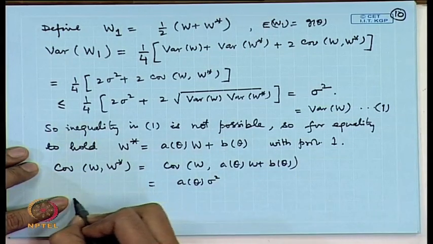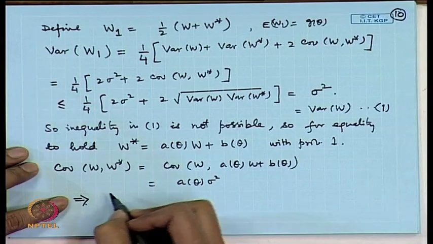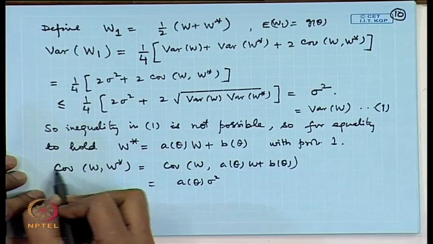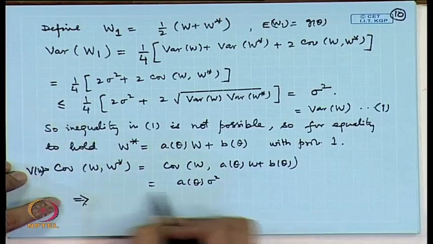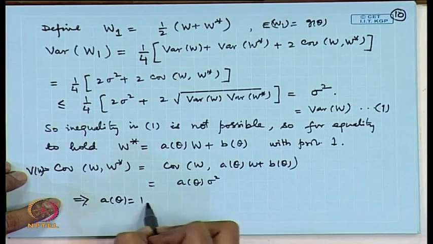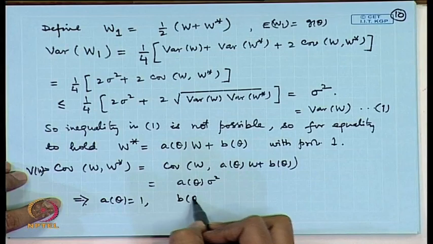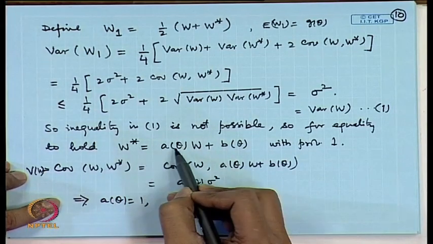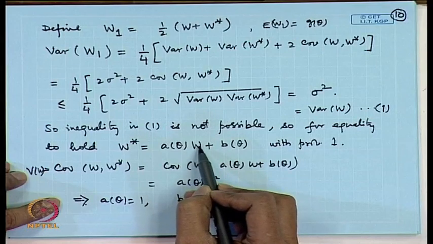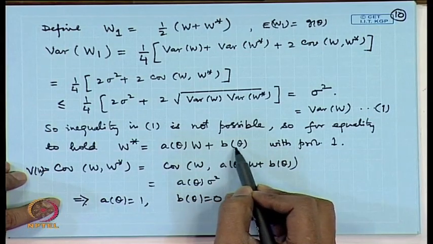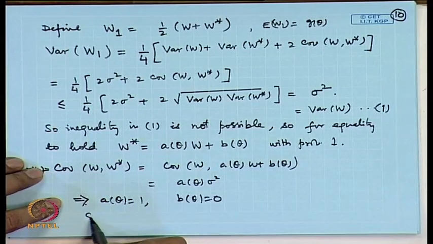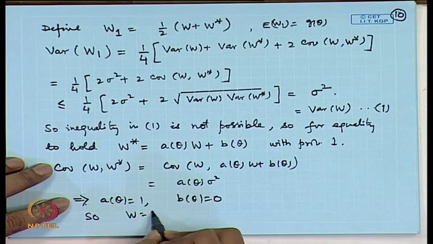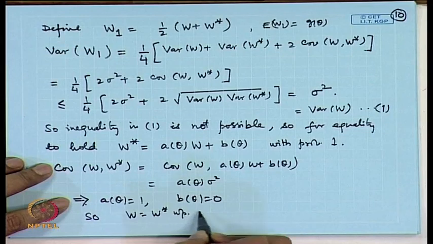So, that means, because this covariance between W and W star is equal to variance W. So, A theta is 1 and B theta will be 0, because unbiasedness is there, because expectation W star must be A theta. So, that is simply becoming g theta plus B theta. So, B theta must be 0. So, what we are concluding here is that W is equal to W star with probability 1.